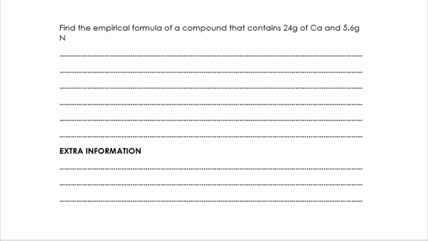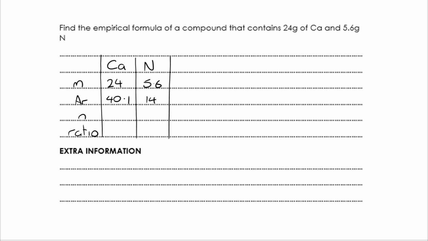On this question, you can see there's space for a bit of extra information. See how you do. This time we've got 24 grams of calcium, 5.6 grams of nitrogen. So I've constructed the table and I've put those masses in. I go to my periodic table and I find that calcium is 40.1 and nitrogen is 14 for the atomic mass. I can then go ahead and do exactly what I've done on all of the others and I calculate the number of moles, 0.6 and 0.4.